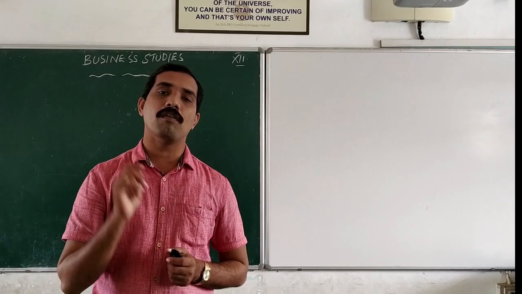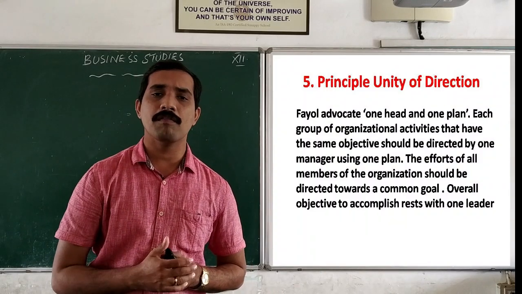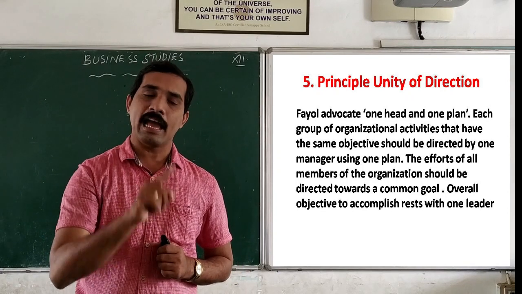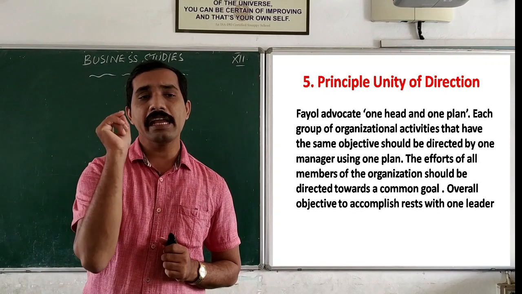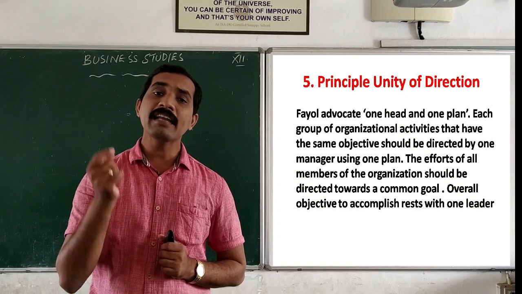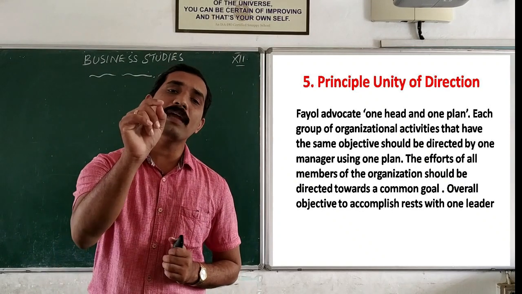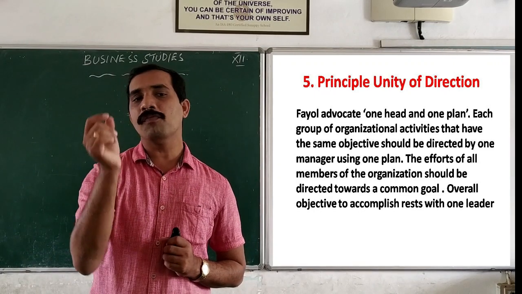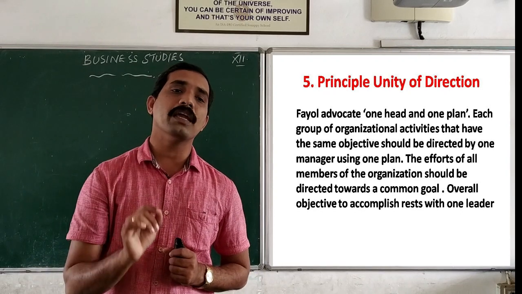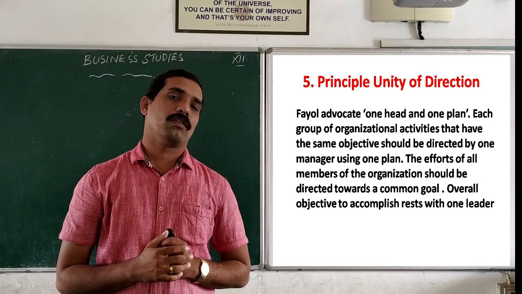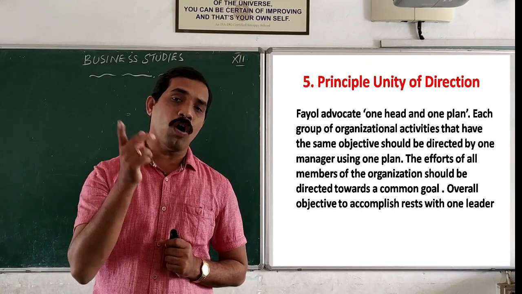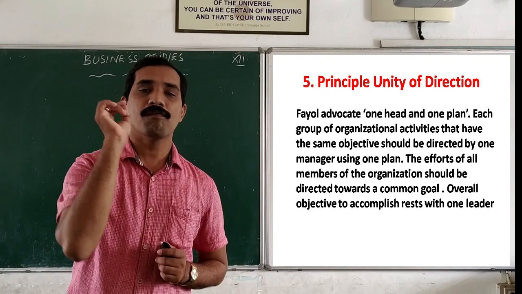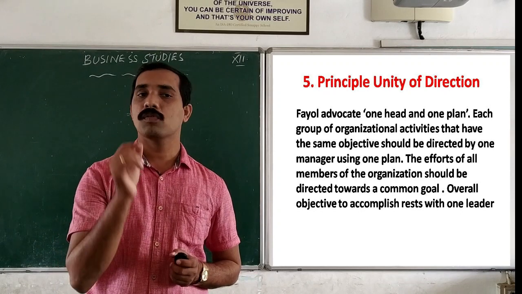And then the fifth one, unity of direction. What is unity of direction? According to Henry Fayol, advocate one head and one plan. That is, each group of organizational activities that have the same objectives should be directed by one manager using one plan. The effort of all members of the organization should be directed towards a common goal, the overall objective, to accomplish with one leader. That is unity of direction. That is one head and one plan.